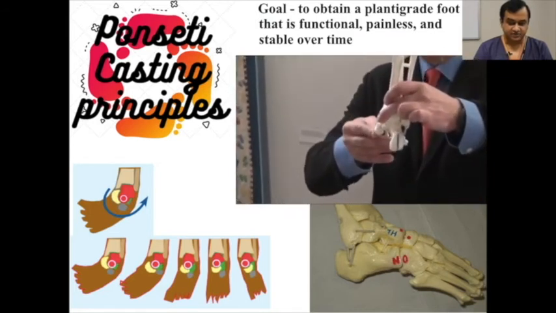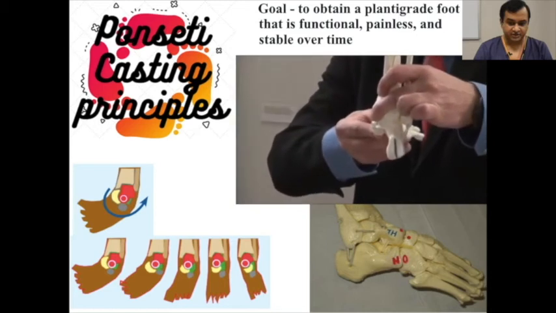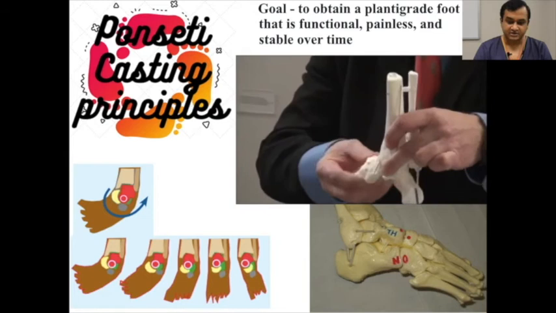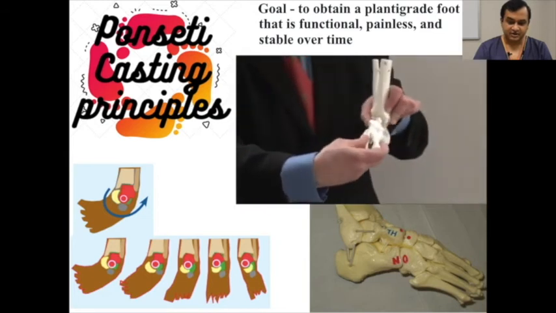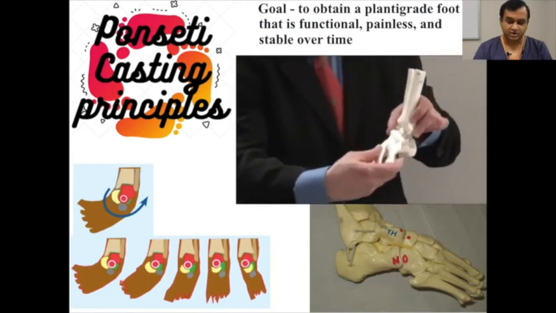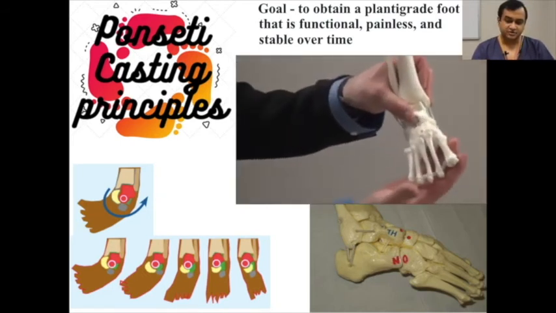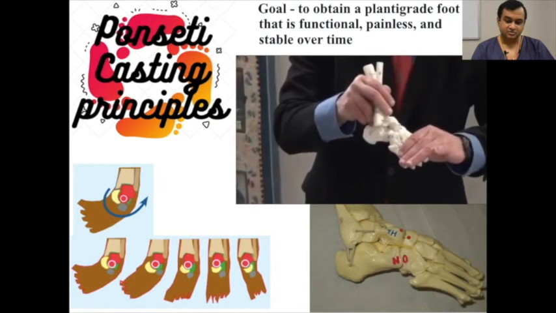So as soon as we abduct the forefoot, you can see the heel, which was initially in varus, automatically unlocks itself and goes into valgus. This heel was initially in varus, and it has gone into valgus. Basically, it is locked under the talus in the clubfoot deformity, and as we move the foot outwards, you can see that the heel gradually moves out.